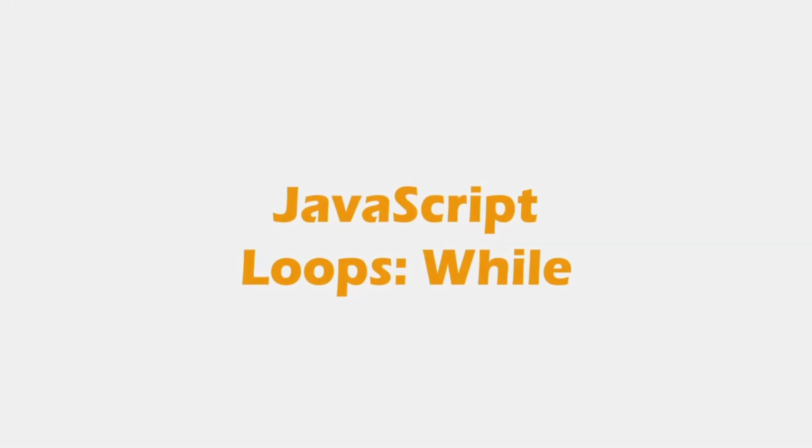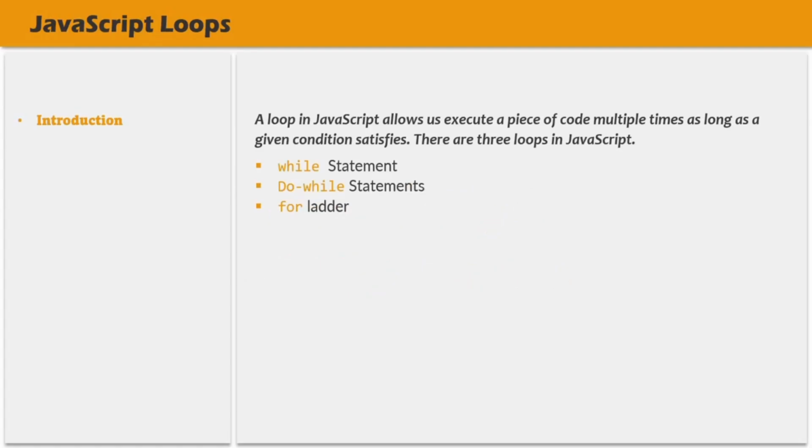It's time to learn about loops in JavaScript. A loop allows us to iterate over a piece of code and execute it multiple times. In JavaScript, we have three types of loops: while loop, do while loop, and for loop. And all these three loops do the same thing. They iterate over a piece of code and execute them.